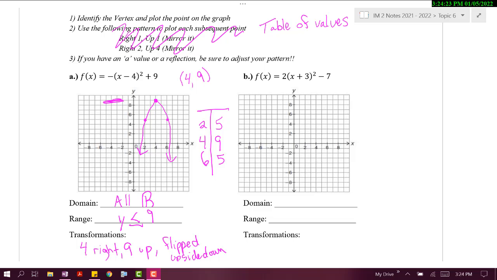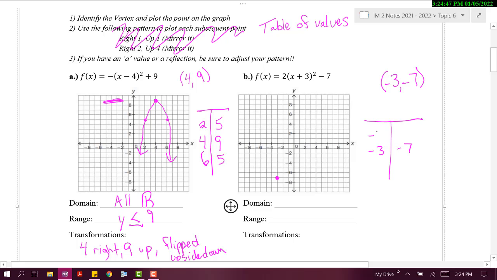All right, let's look at letter B. Our vertex is negative 3, comma negative 7. Remember, it's the opposite of inside the parentheses, but the last number is just by itself. So negative 3, negative 7. We got a point. Now, we need to plug in some points so that we can get our y values and plot the parabola.